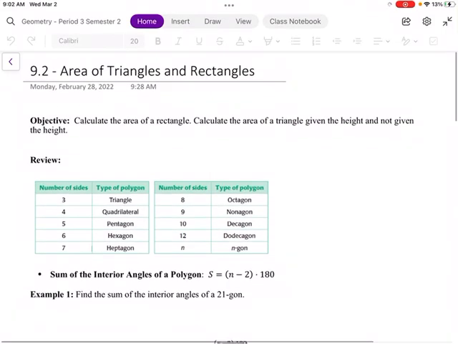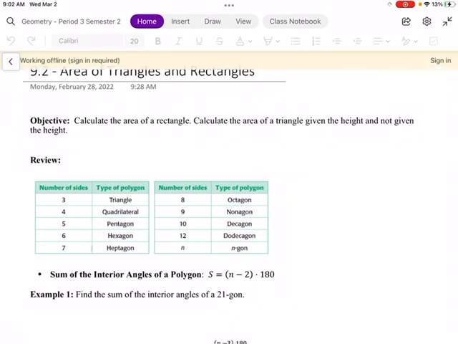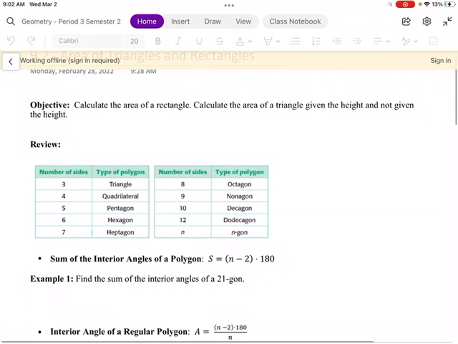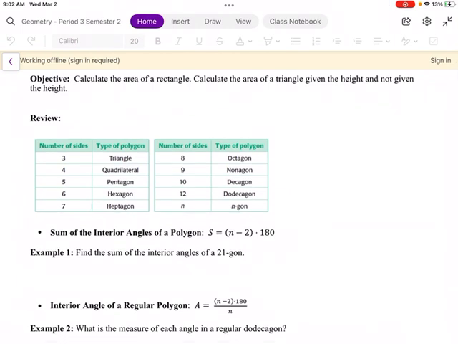Hello, today we're going to go over hopefully some things that you noticed by doing that activity yesterday in class. And we're also going to be adding in area of triangles and rectangles, which is hopefully something that we are familiar with doing. So our objective today is to calculate the area of a rectangle, calculate the area of a triangle given the height and not given the height.